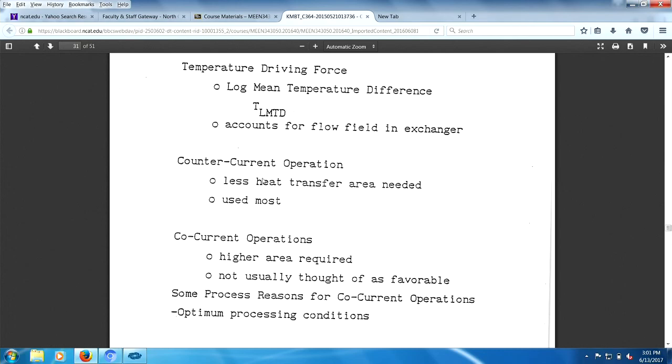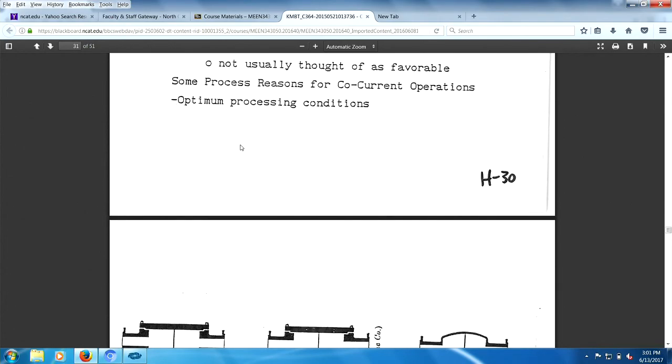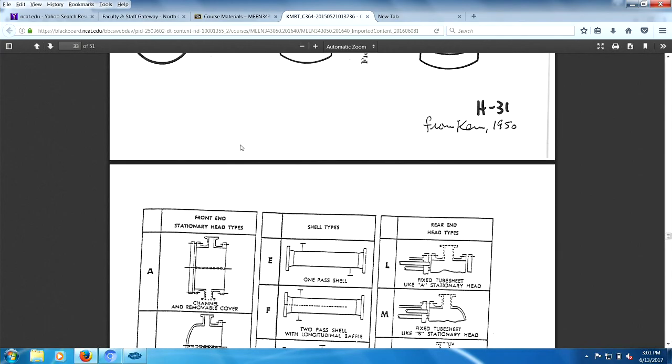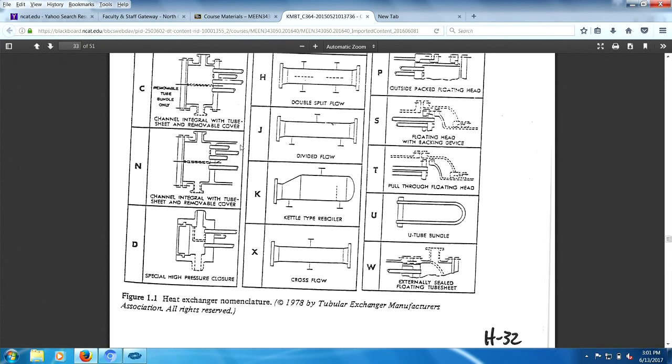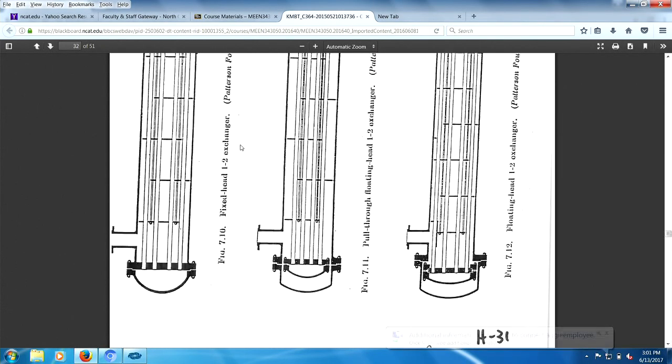Countercurrent operation is the best. Co-current operation, well, higher areas are needed. Not usually thought of as favorable. So you have countercurrent, co-current. But co-current is used when? Let's see if I have it here. Oh, I don't have it here. Anyway, let's take a look at this little jewel here.